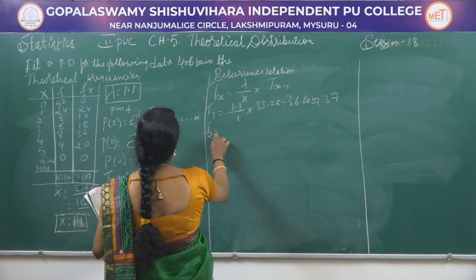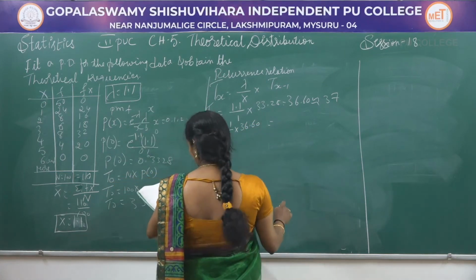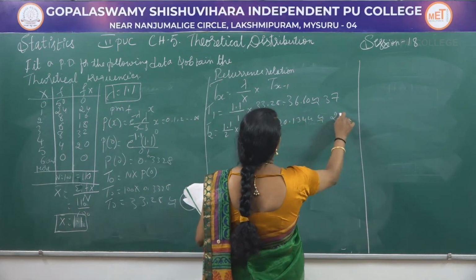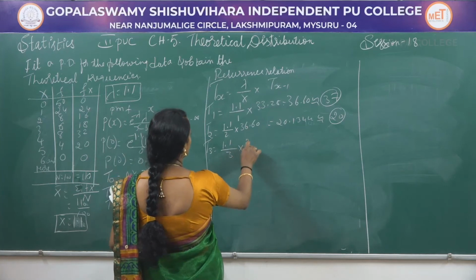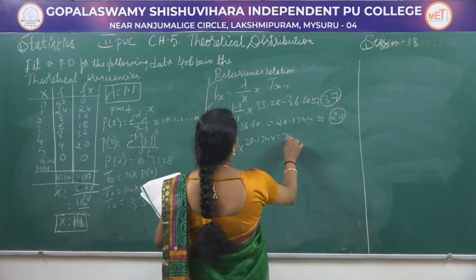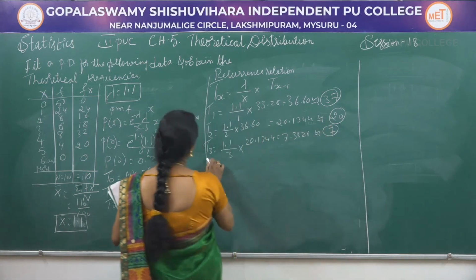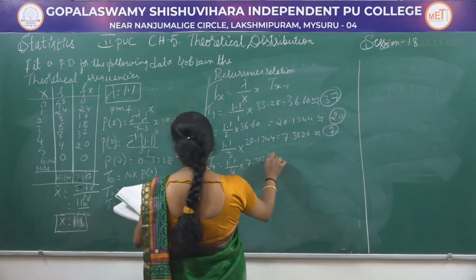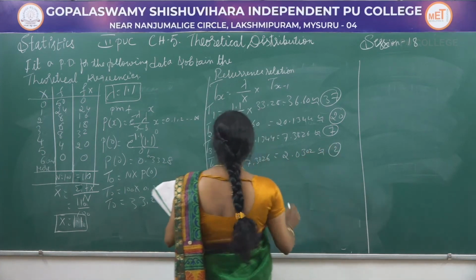Next, T2 is 1.1 by 2 into 36.60, this is equal to 20.1344, approximately 20. Next, T3, 1.1 by 3 into 20.1344, and this is equal to 7.3826, approximately 7. Next, T4, 1.1 by 4 into 7.3826, this is equal to 2.0302, approximately 2.